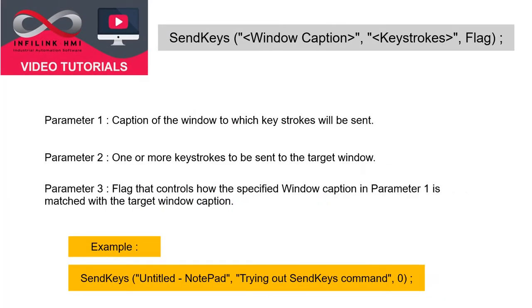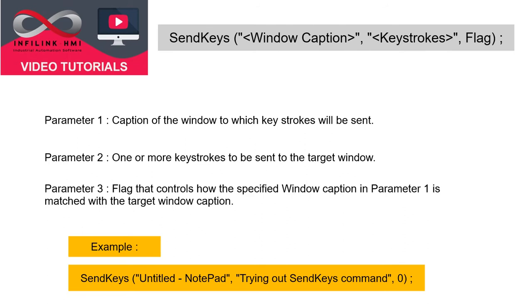Infilink will send the keystrokes specified in parameter 2 to the target application's active window. The keystrokes will be sent to all the active windows that match the caption. So, with this command you can send the keystrokes to one or more target applications. Generally, you can send the keystrokes for all the keys which are present on the keyboard. Primarily US English keyboard keys work well.